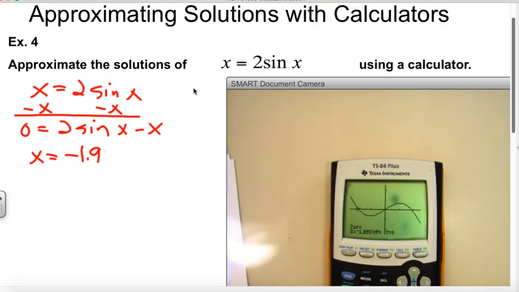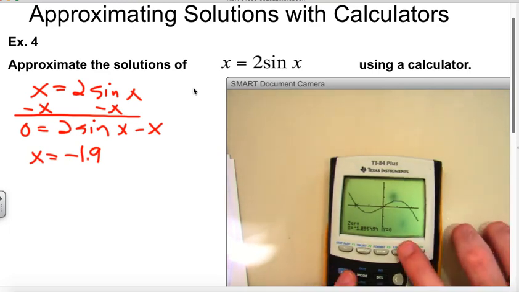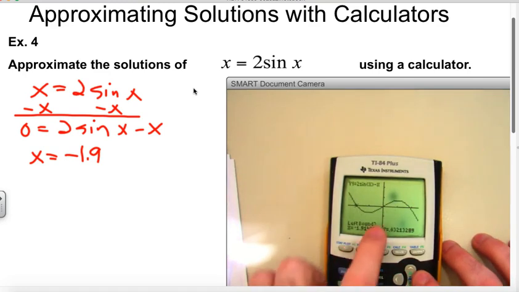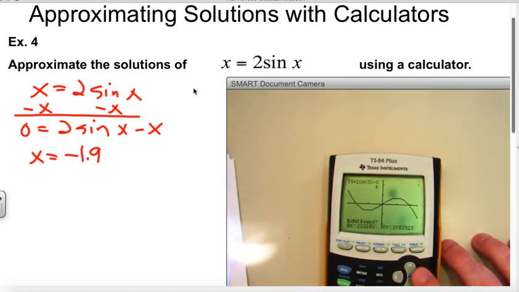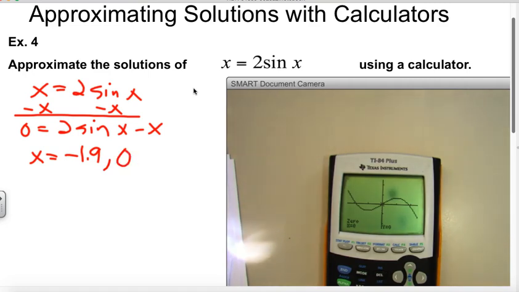Now we do the same thing for the other two. Second calculate 0, but now we got to go to the other one where it's crossing. So somewhere to the left of there, hit enter, and right bound, so move to the right of it, hit enter, and hit enter one more time. So that one is 0, which is obviously what it looked like it was going to be. So x could be 0.